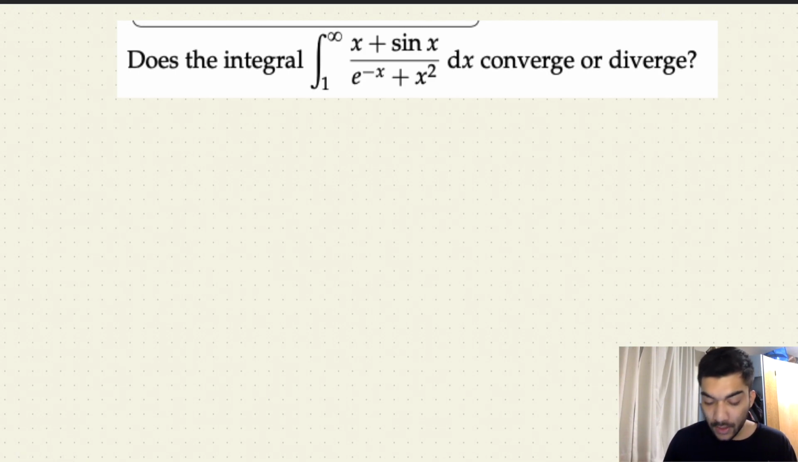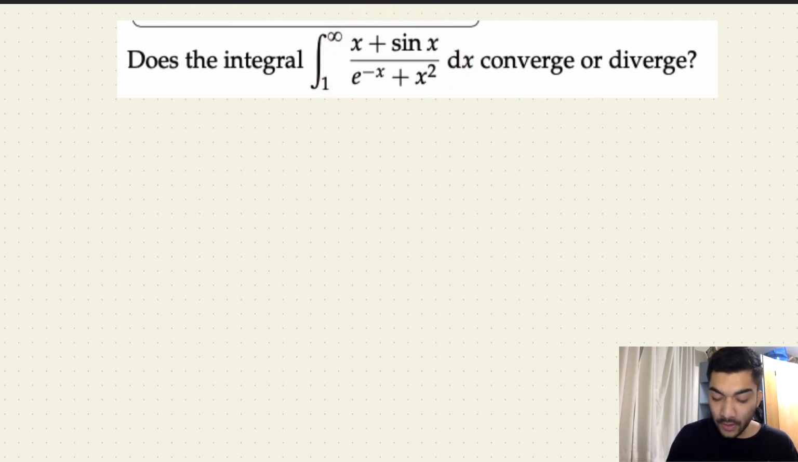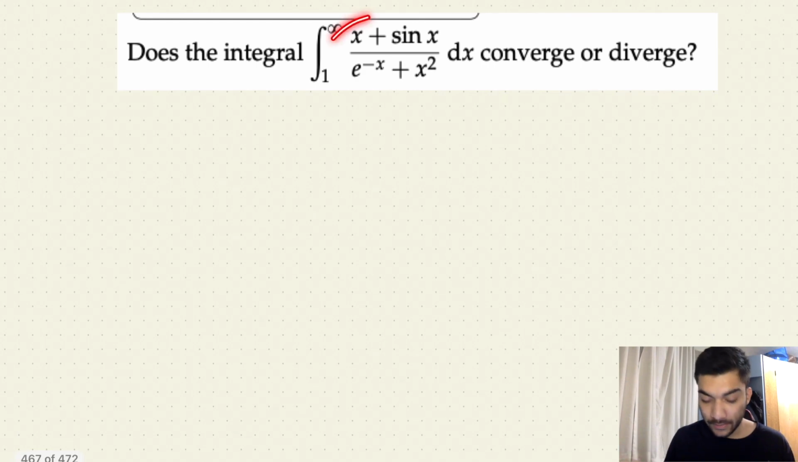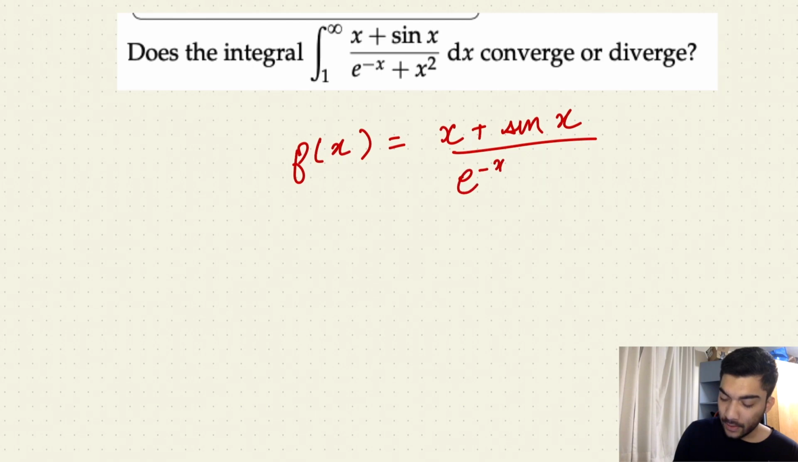So again, based on the discussion that we had, for the limit comparison test, we choose our second function. And usually, as we discussed in the previous video, the second function is basically the f of x function for large values of x. So what we mean by the f of x function for large values of x is, let's first write our f of x function. In this case, our f of x function is x plus sine x upon e to the power minus x plus x square.